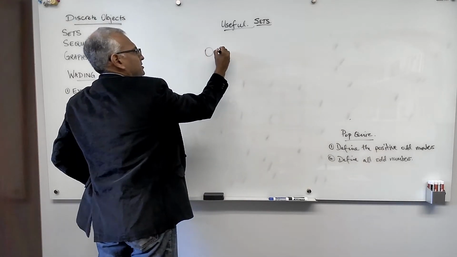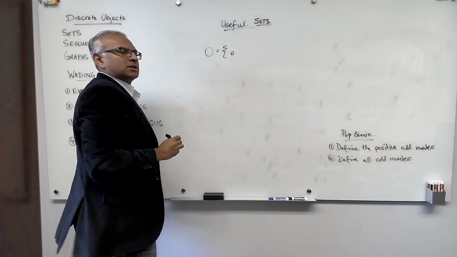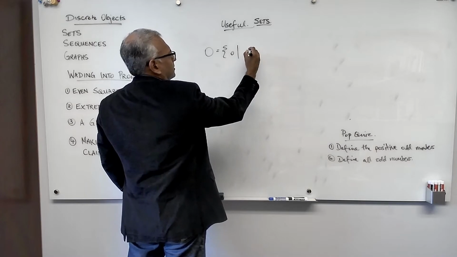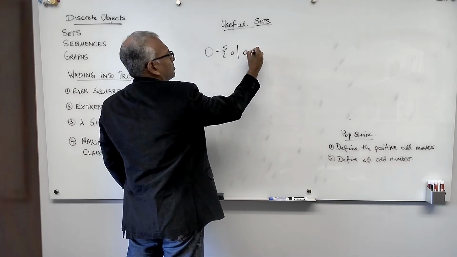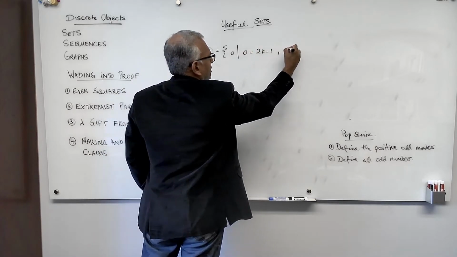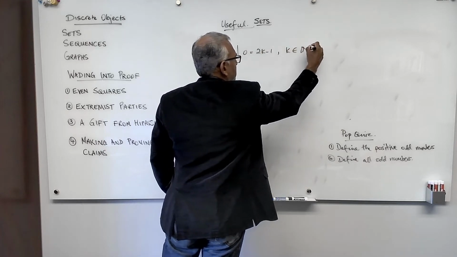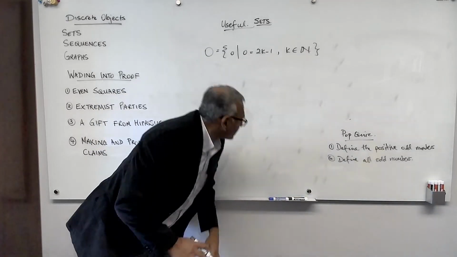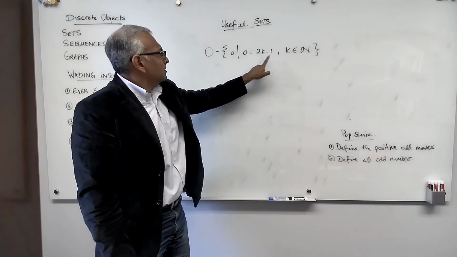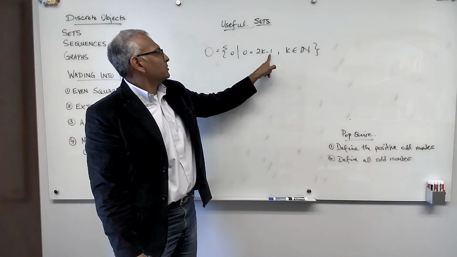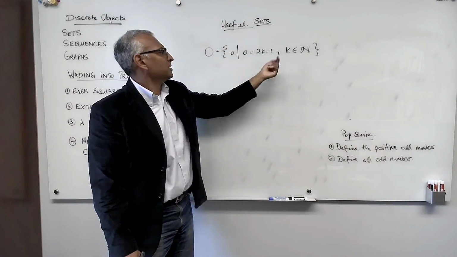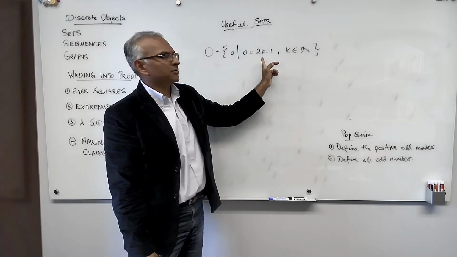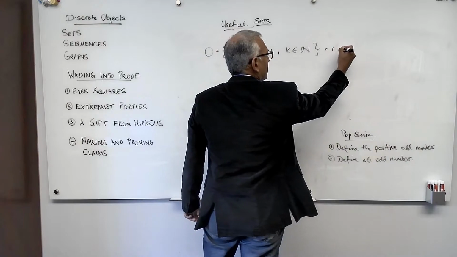So, the odd numbers. I'll use little o as a generic member of the odd numbers. o is equal to 2k minus 1, where k is an integer. Let's see. k equals 1, you get 2 minus 1, which is 1. That's the first positive odd number. Then k equals 2, you get 4 minus 1, which is 3, and so on. This produces the numbers 1, 3, 5, 7, and so on.